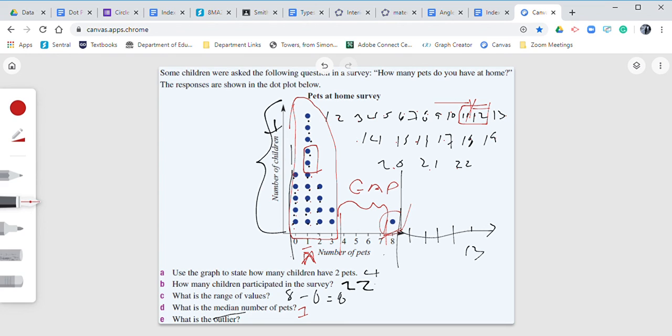But an outlier is a piece of data that's outside your expected data set. So the outlier here would be 8. I'm just squeezing it in there, and there's how you do a dot plot. And that should help you do the examples I've given you.